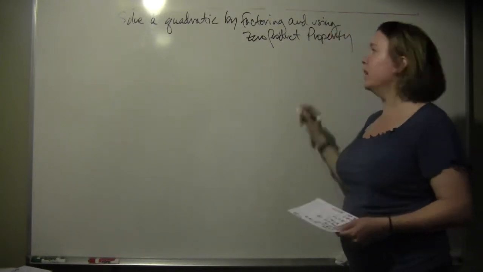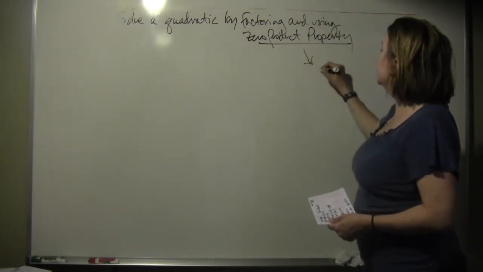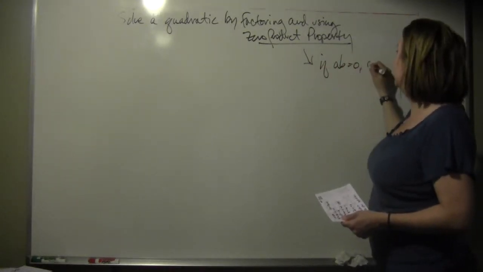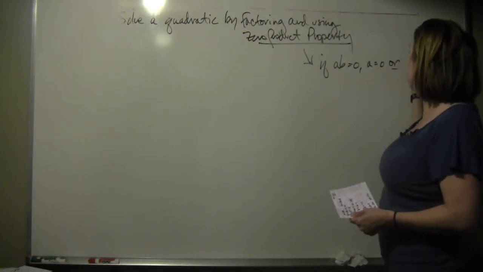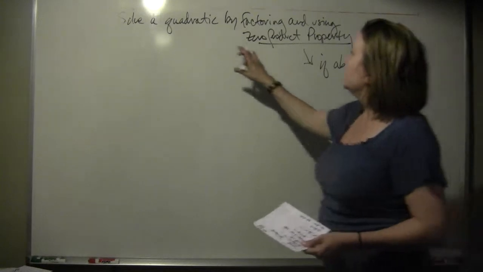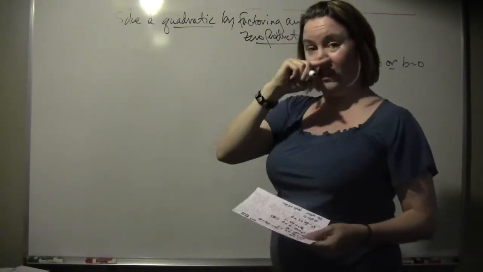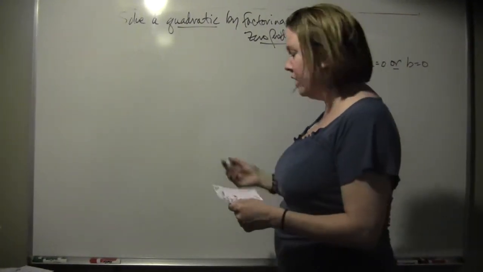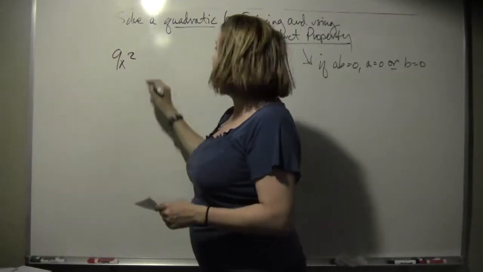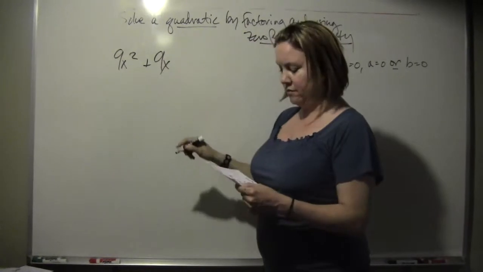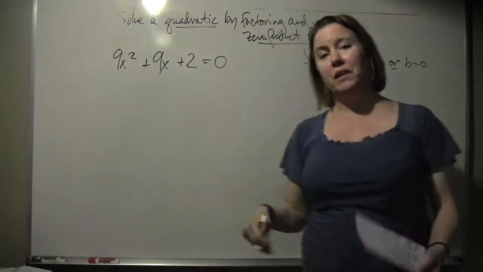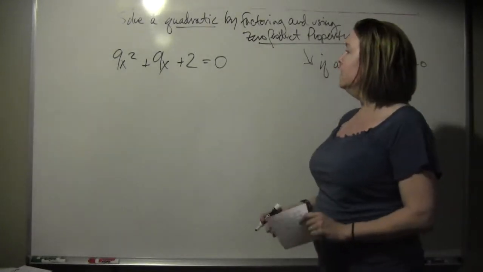Okay, and that zero product property is: if A times B equals 0, then A equals 0 or B equals 0. Okay? So a quadratic is, the highest degree is 2. So for example, we have 9x squared plus 9x plus 2 equals 0. Whenever you have an equals 0, that means they want you to solve it, okay?